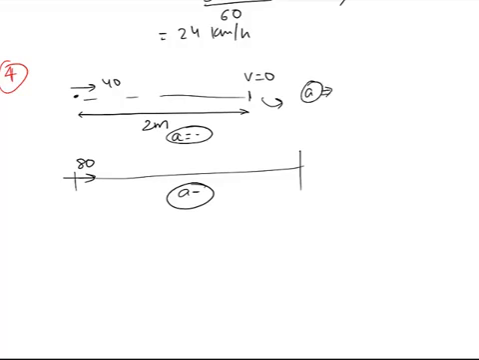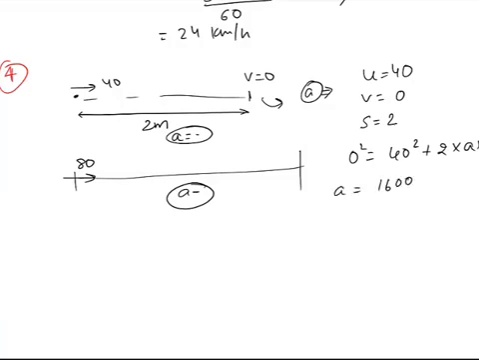So we are given initial velocity as 40, final velocity as 0, and distance equals 2. So which equation to apply? V square equals u square plus 2as. So 0 square equals 40 square plus 2 into acceleration into 2. So acceleration is 1600 over 4, that is equal to minus 400.